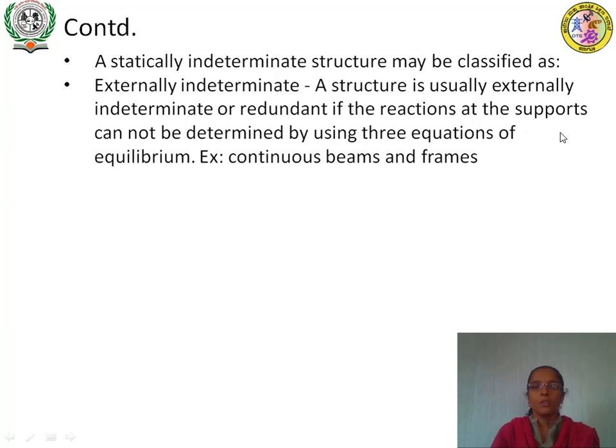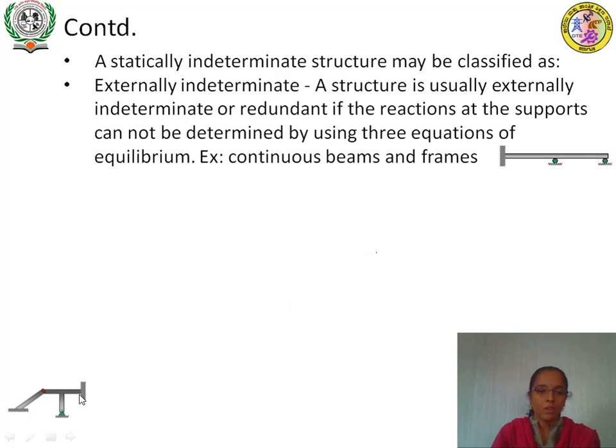If you consider any structure like this, the total number of unknowns for this structure is 3 plus 1 plus 1. So the total number of unknowns is 5 and the equations available are 3. Hence we cannot find all the 5 reactions by using 3 equilibrium conditions. Therefore this type of structure becomes externally indeterminate. Externally means you have to look at the reactions.